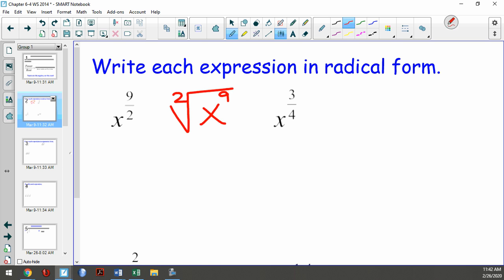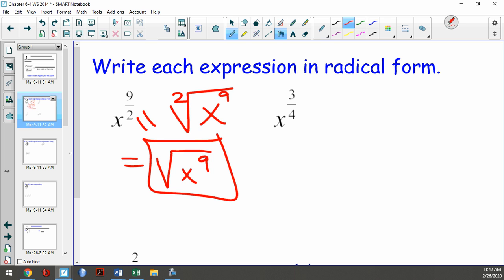Do I need to have that 2 there? No, so this is the square root of x to the 9. That's all you are doing. These two things are equivalent. X to the 9 over 2 is the same thing as the square root of x to the 9. Pretty sweet.